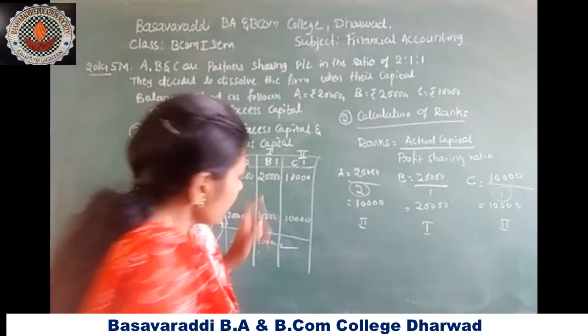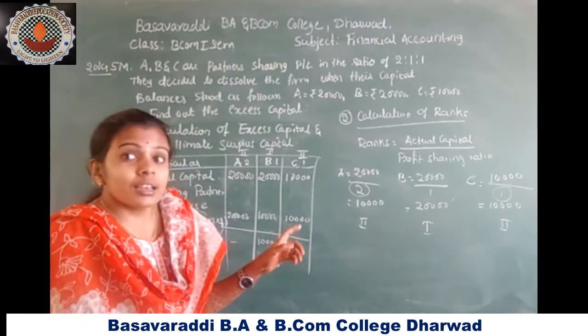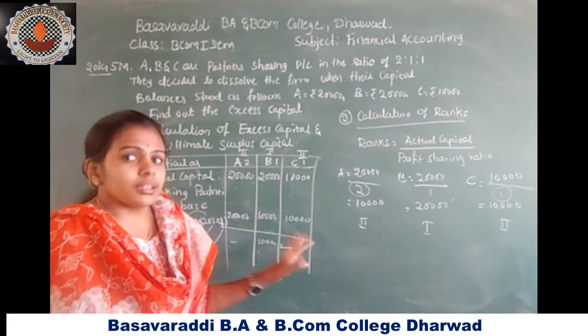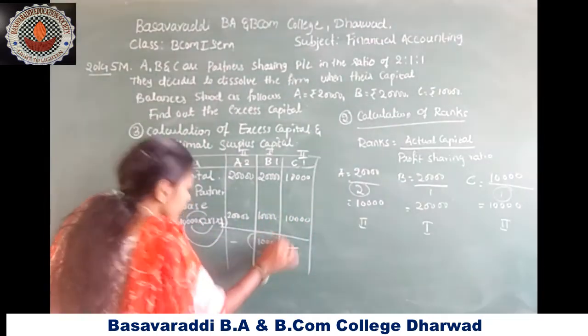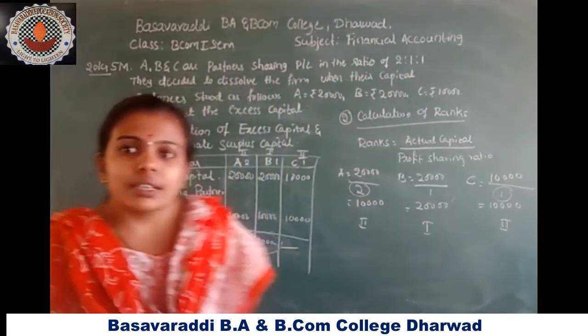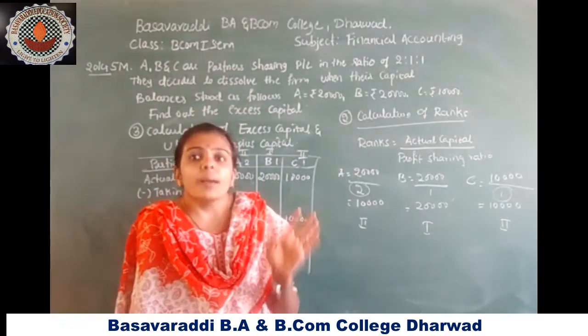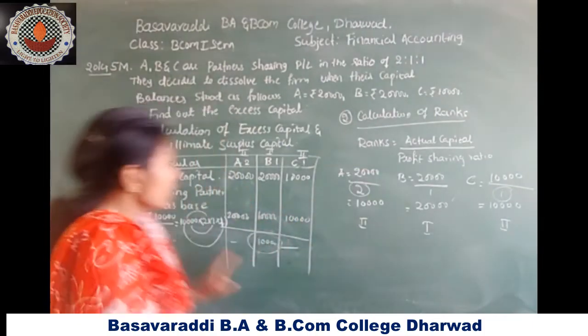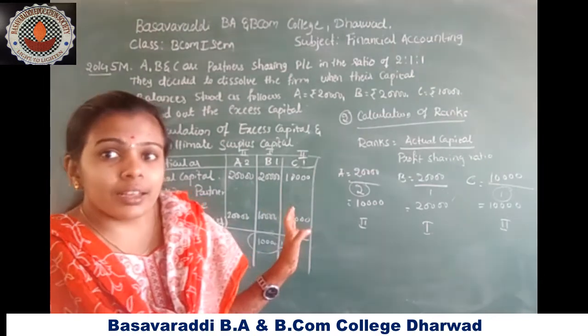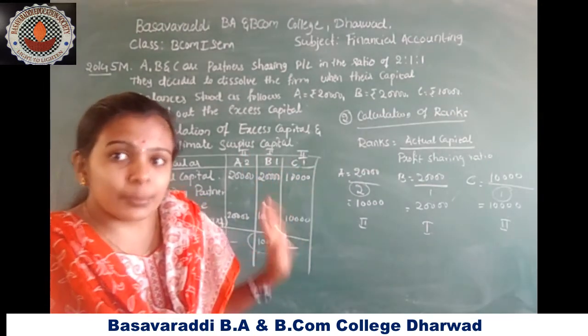Now the excess capital of a partner. First rank is 10,000 rupees, and then the second rank is the same, in the ultimate surplus capital amount. So we have to consider it as the excess capital of partner A. I hope you will understand the problems regarding the surplus capital method.